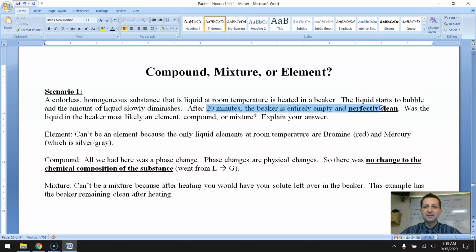We tried this physical method of separation and it didn't work. The compound remained in the compound form. It just was a different state of matter, liquid to gas. All right, that's really about it, guys.